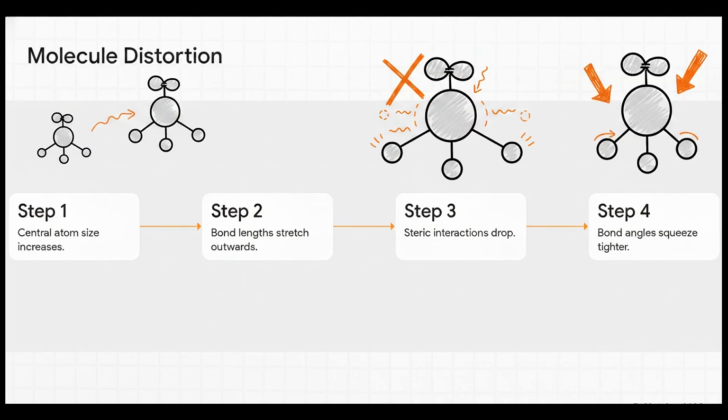Step 3. Because those pendant atoms are now further apart in space, their physical crowding, what chemists call steric interactions, drops. And finally, step 4, because those pendant atoms aren't violently pushing against each other quite as much, that highly repulsive lone pair of electrons on top easily pushes them downward, squeezing the bond angles tighter together.